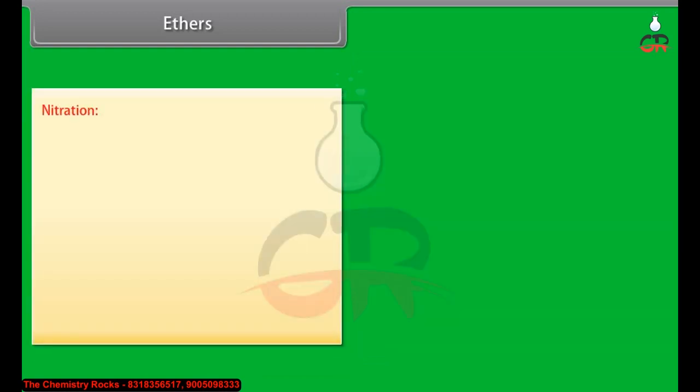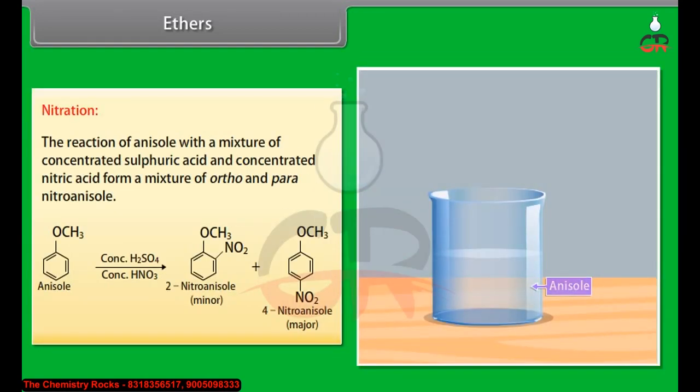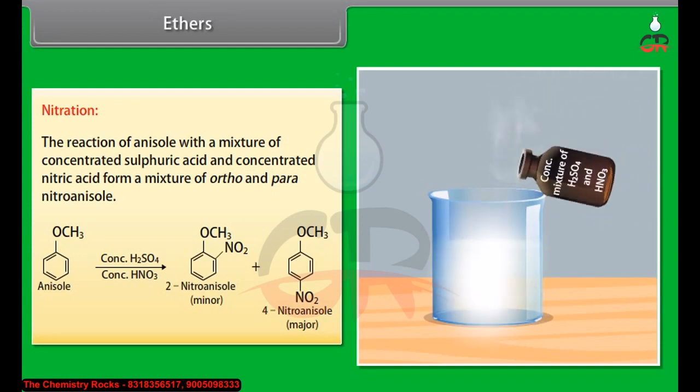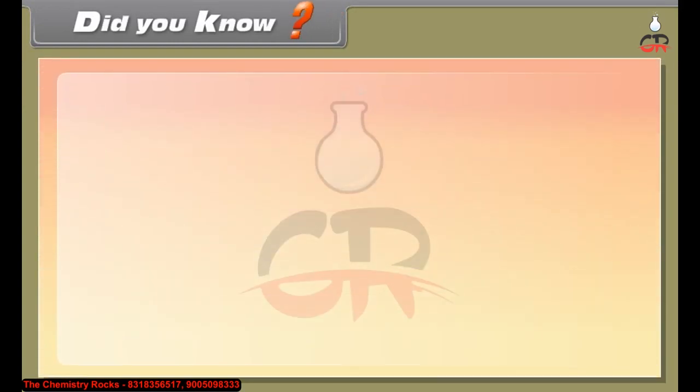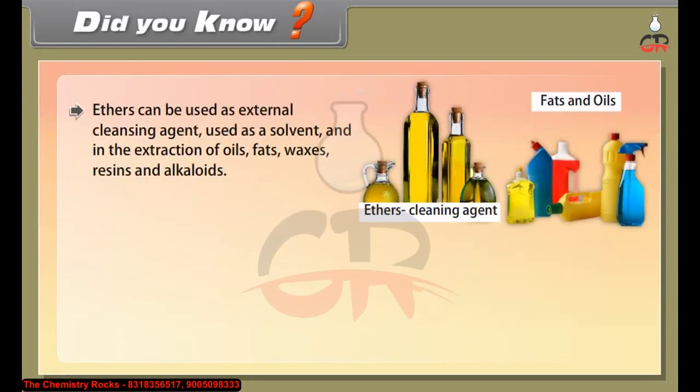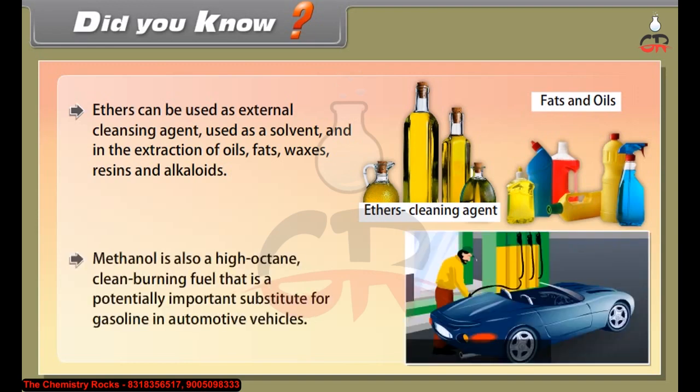Nitration. The reaction of anisole with a mixture of concentrated sulfuric acid and concentrated nitric acid forms a mixture of ortho and para-nitroanisole. Did you know? Ethers can be used as an external cleansing agent, as a solvent, and in the extraction of oils, fats, waxes, resins, and alkaloids. Methanol is also a high-octane, clean-burning fuel that is a potentially important substitute for gasoline in automotive vehicles. Summary.